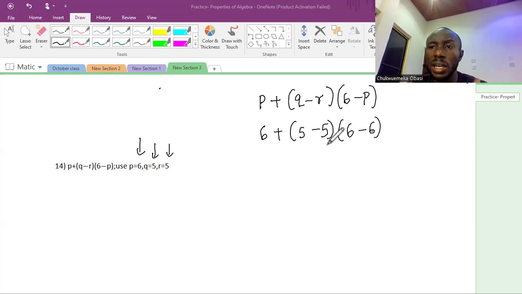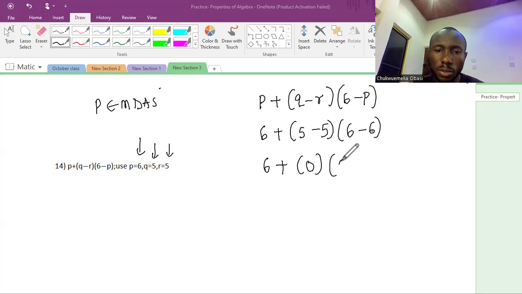Then what's next? Simplify the ones in the bracket first, from the principles of PEMDAS, the ones in the parentheses. So that becomes 6 plus, Q and R, they are both 5, right? Okay, I just want to confirm. So what is 5 minus 5? That is 0. What is 6 minus 6? That is 0. Perfect. Now, what do you do next?